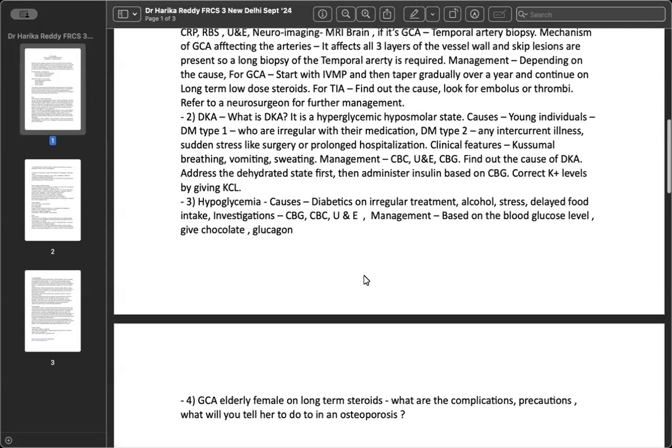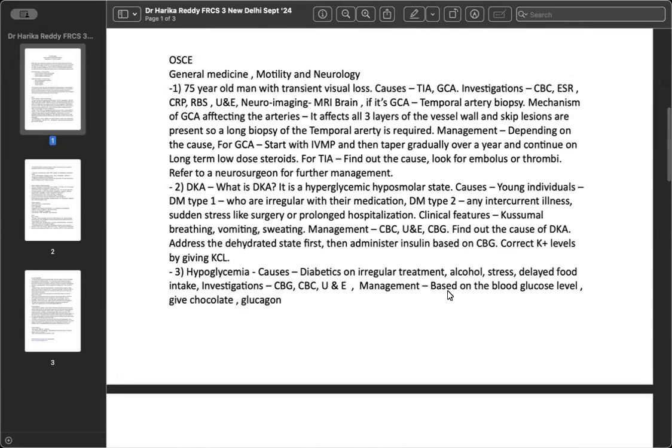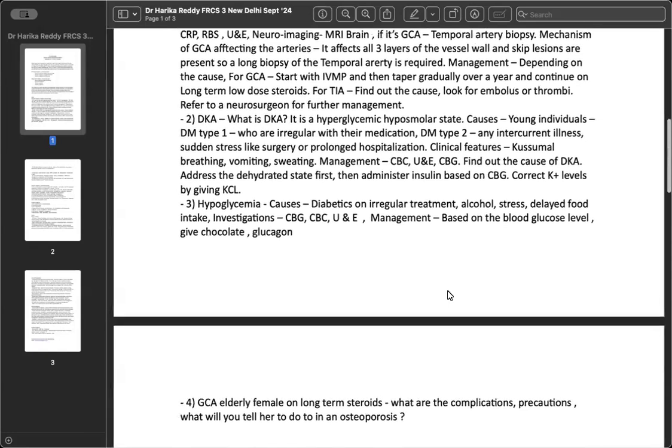Okay, so this is the fourth question he asked. Like he asked me immediately after this. So this is an elderly man, right? So he asked me, if this is an elderly female on long-term steroids, what would you do? Then he asked me what the complications are. You basically have to tell the complications of steroids. You start from the face, what will happen, like moon facies, and then there will be edema. And I started to list out everything.